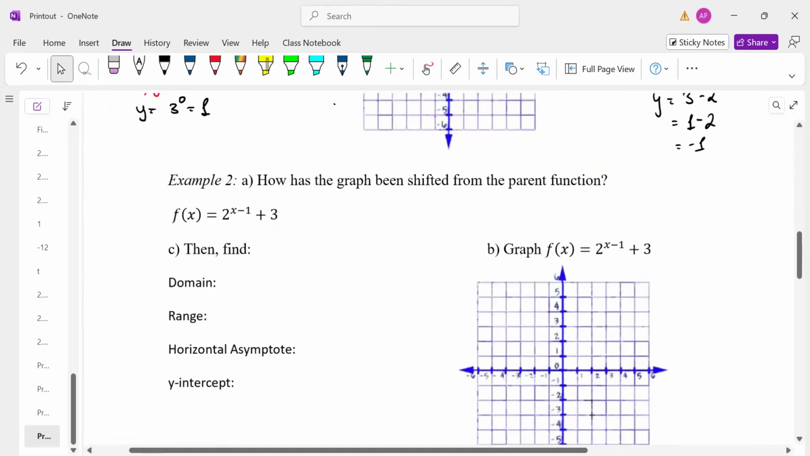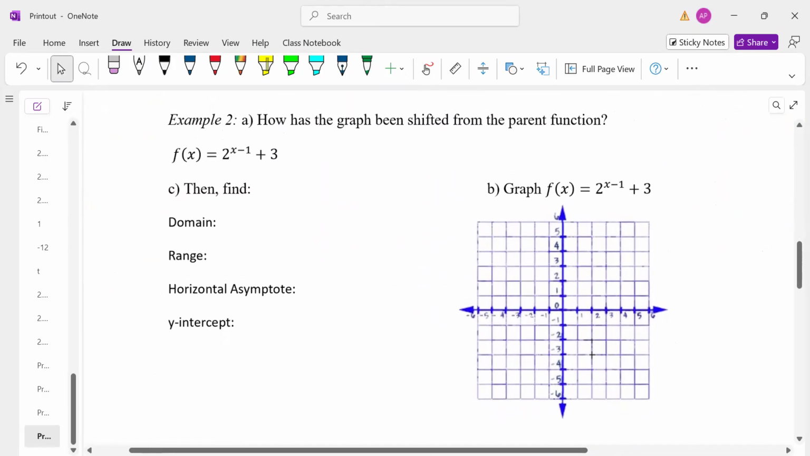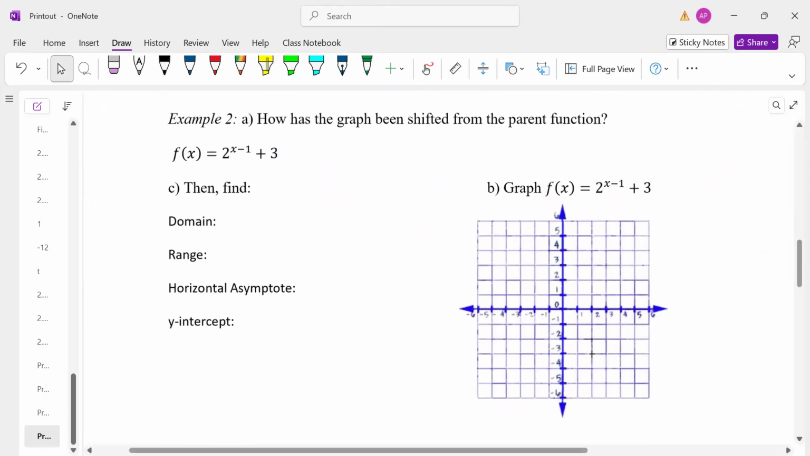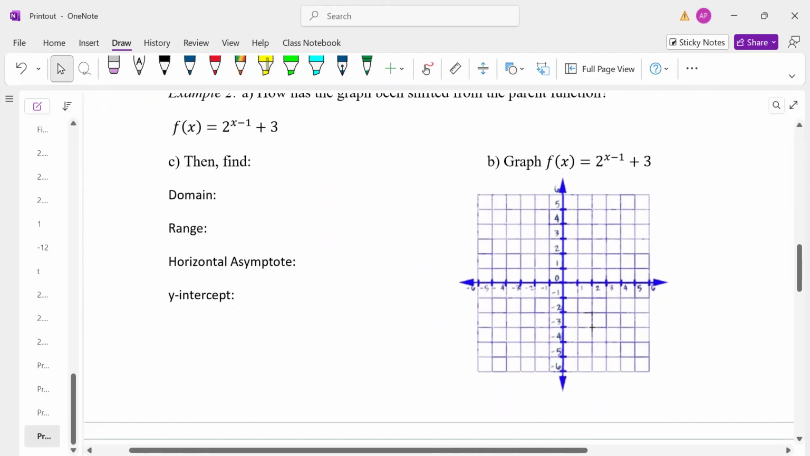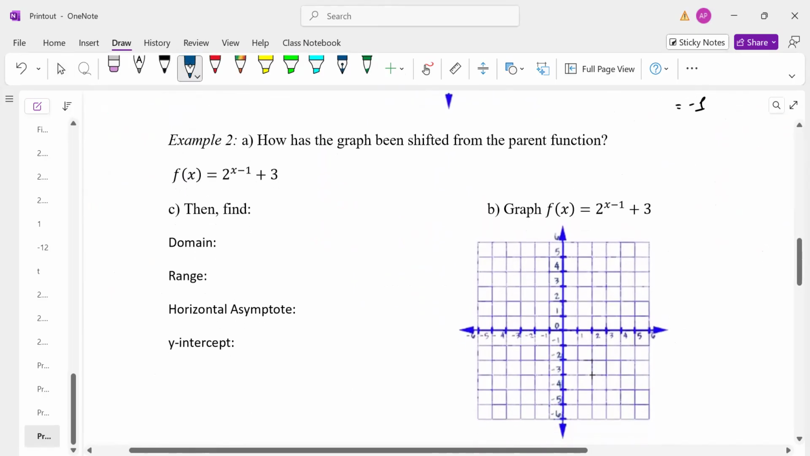So now let's look at an exponential function with a bit more transformations. So question is, how has the graph been shifted from the parent function? Then we're gonna graph it and then find domain, range, and all of those other things. Well, let's look at our graph.